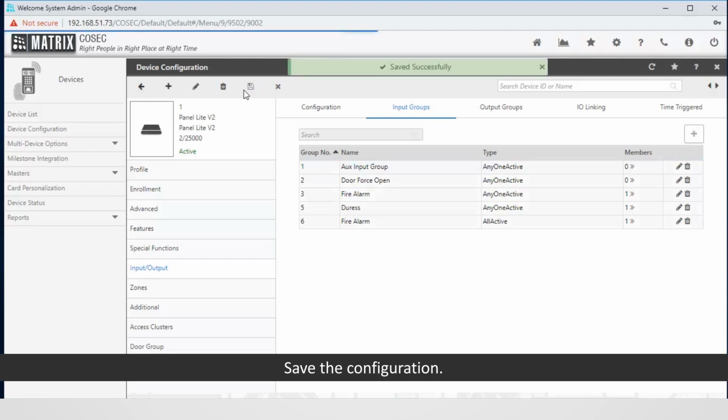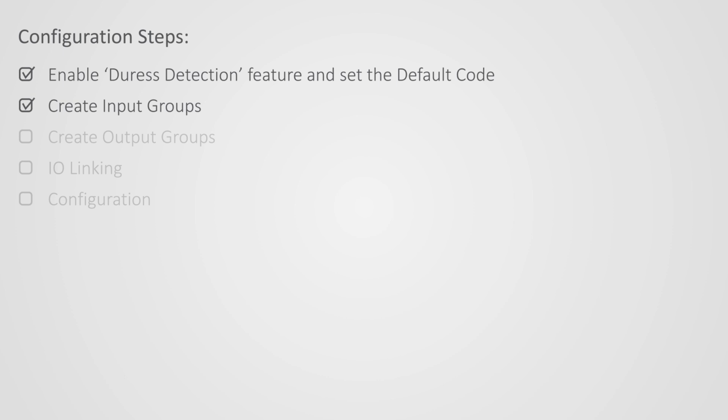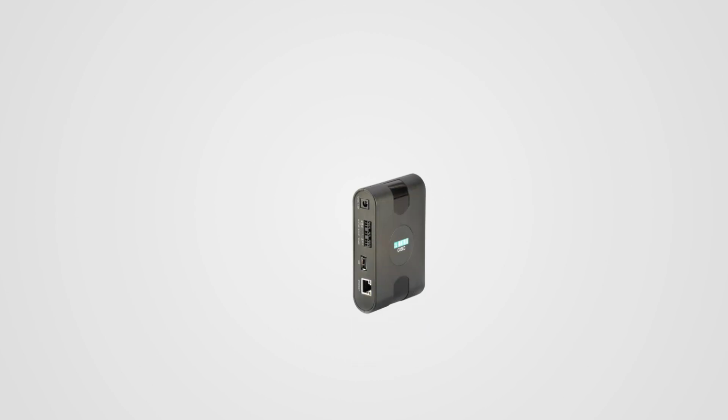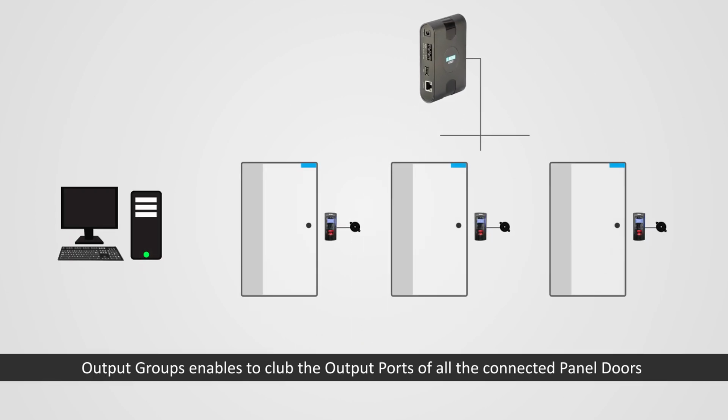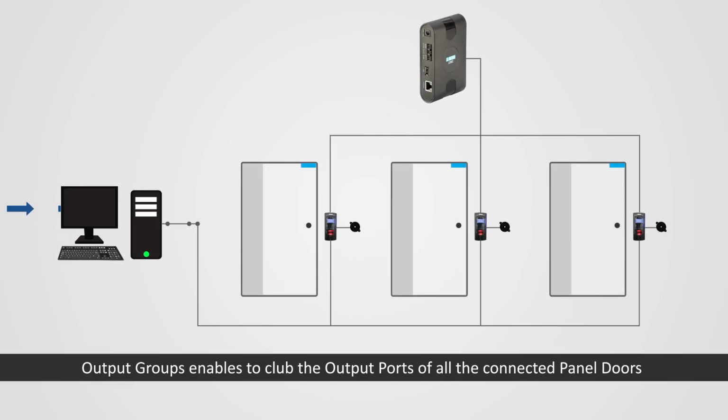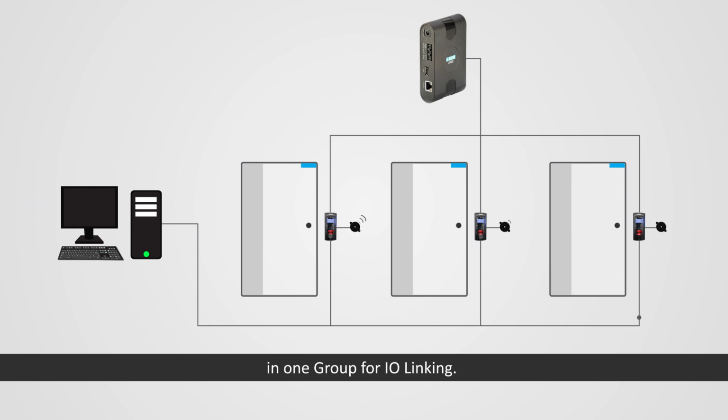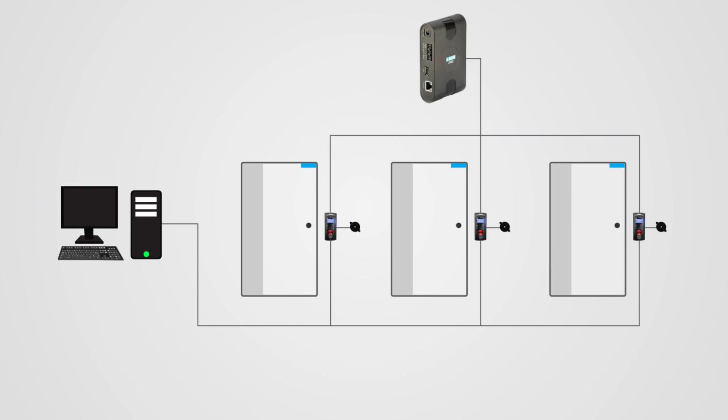Save the configuration. This completes the second step. Now let us move on to the third step, to create output groups. Output groups enable you to club the output ports of all the connected panel doors in one group for I/O linking.